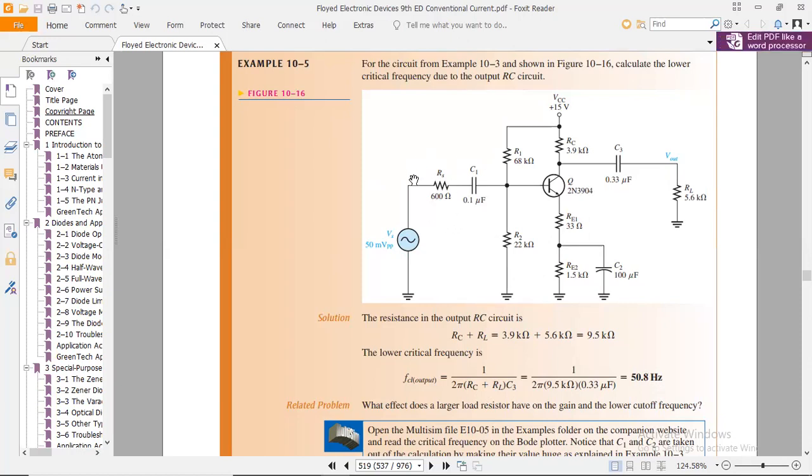Here we can find the lower cutoff frequency at this level, which is the input side of the amplifier, and here we want to find the cutoff frequency at the output of the amplifier, which is mentioned here.